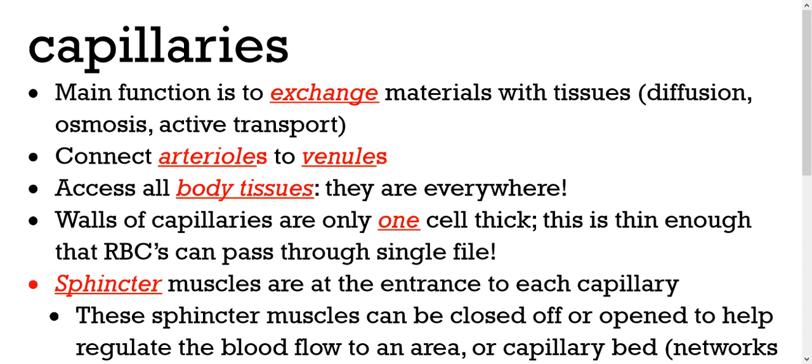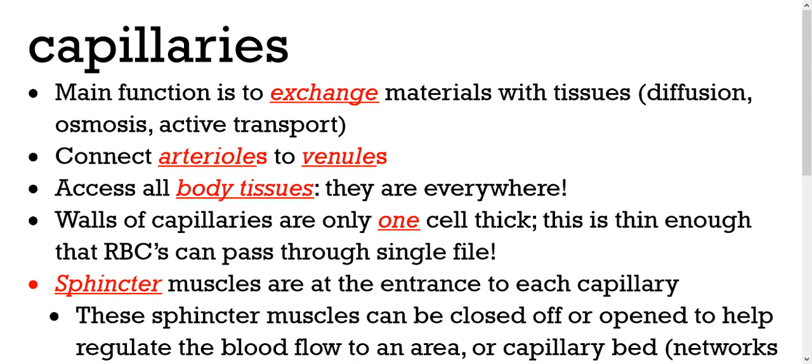Capillaries are tiny branches. These are 1 cell thick. So our arteries carry blood away from the heart. Those branch into smaller branches called arterioles, and arterioles branch into capillaries. And their main function is to exchange materials with tissues. Diffusion, osmosis, and active transport will be the way that those capillaries exchange with each of the cells. Most of the time it's diffusion, high concentration in the blood, low concentration in the cells, and things typically move across.